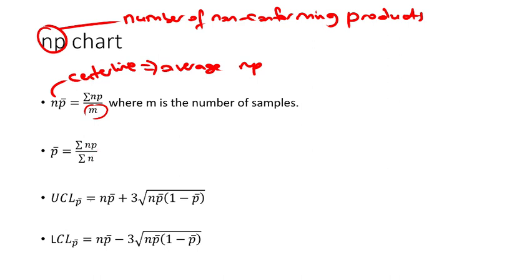And then we have the upper control limit and then the lower control limit. This is what we use for the NP chart. And this one is used for the upper control limit and the lower control limit. And you can find the p-values this way, or you can divide one by one and then find the p-values.